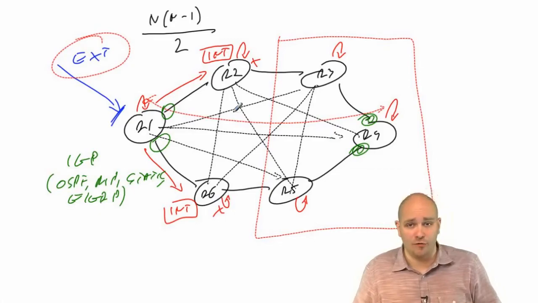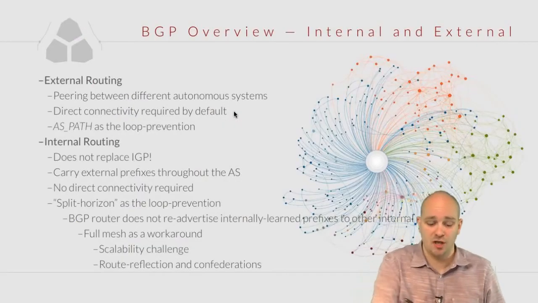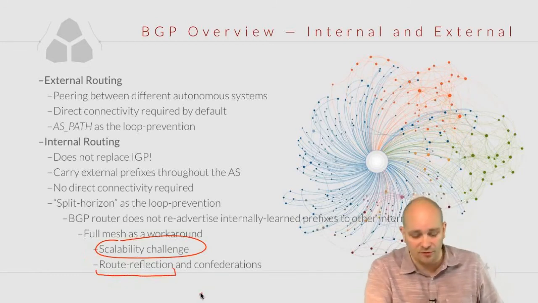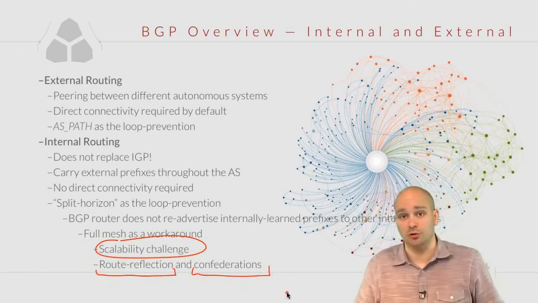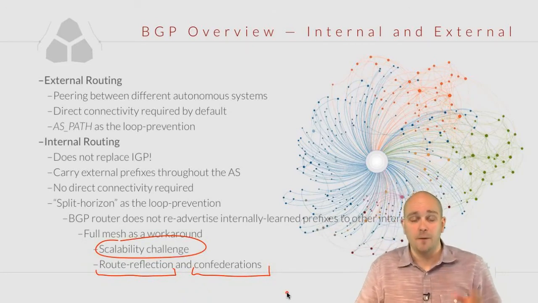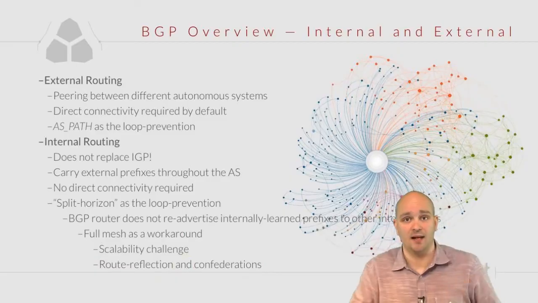So BGP offers us two possible solutions for a scalability challenge. One is using so-called route reflectors, and the other one is using so-called confederations. I will talk about them in great detail when I talk about internal BGP peering a little bit later on.